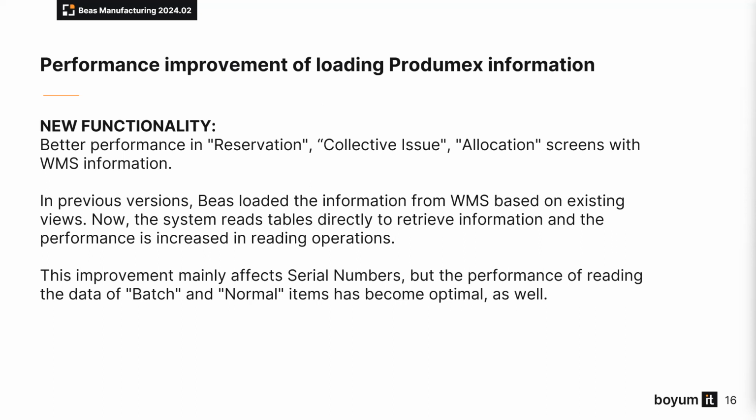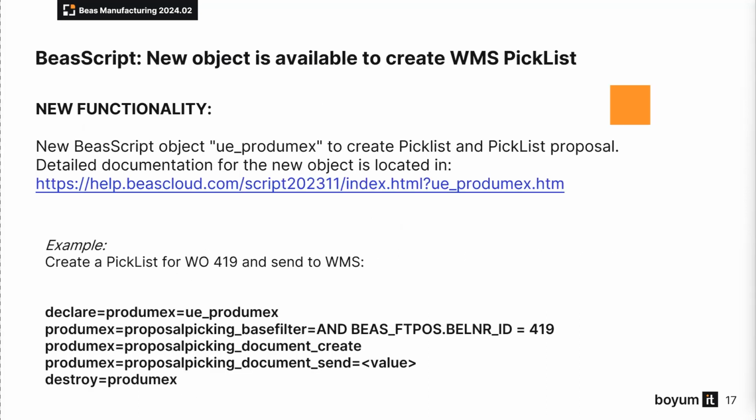In previous versions, Beas loaded the information from WMS based on existing views. Now the system reads tables directly to retrieve information, and the performance is increased in reading operations. This improvement mainly affects serial numbers, but the performance of reading the data of batch and normal items has become optimal as well. A new Beas script object is available to create pick lists and pick list proposals.